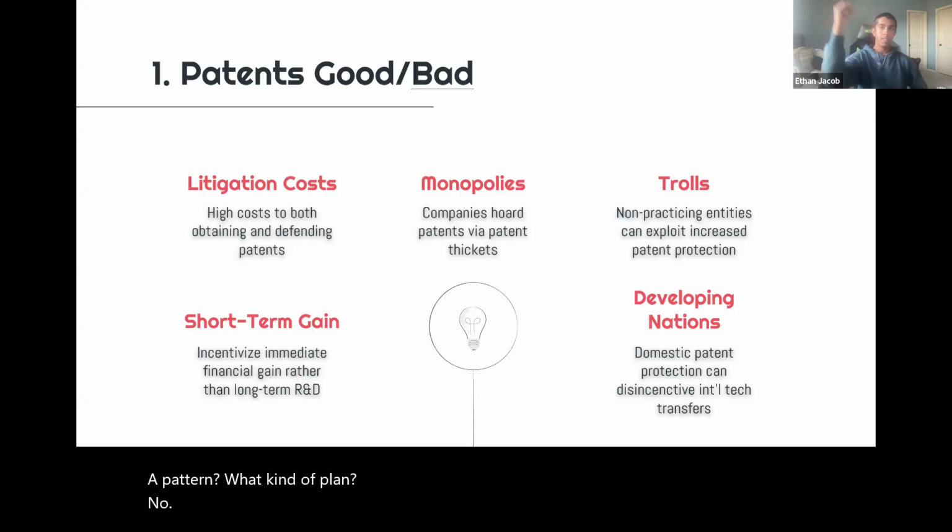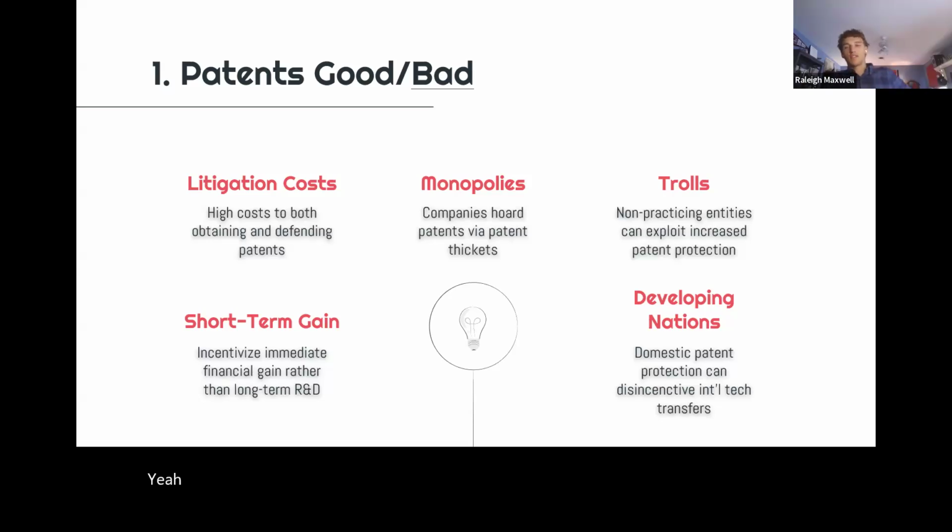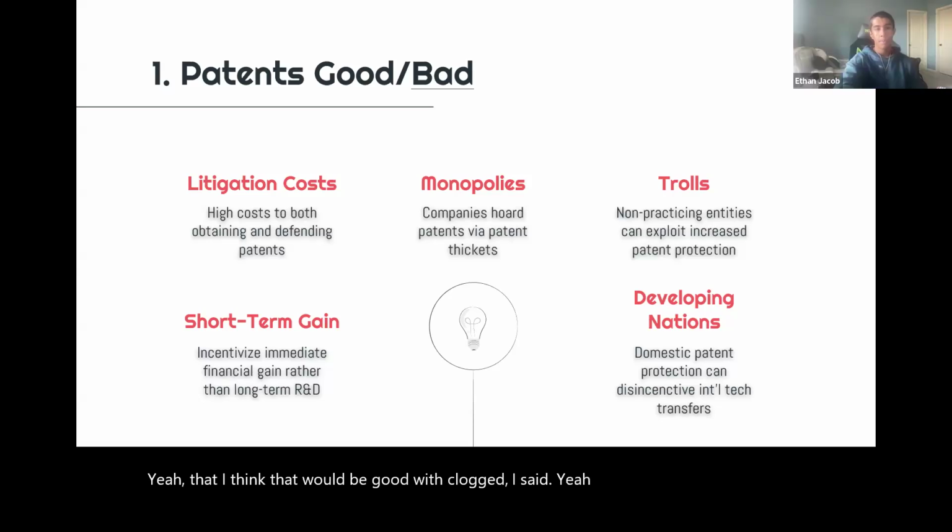Basically, the United States federal government or maybe some sort of international entity could create this kind of patent pool where, rather than trying to expand patent eligibility, we create this little pool where innovators can share the patents together in some way, like licensing. I think that would be good with Clog decided, yeah, definitely. Yeah, thank you. Alan?